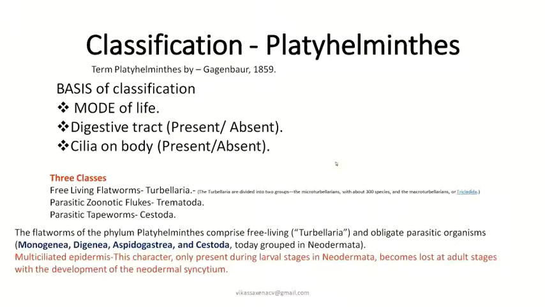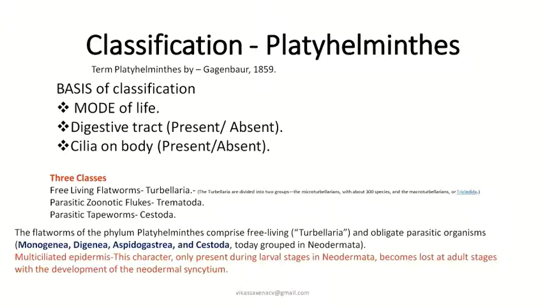So the obligate parasitic organisms which are included in these orders are included in Neodermata because they have developed a new dermis. So we see multiciliated epidermis, this character is only present during the larval stage in Neodermata, and it becomes lost at adult stages with the development of neodermal syncytium. They develop a syncytial epidermis and the cilia become absent.